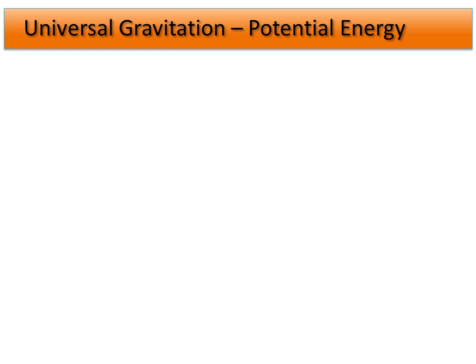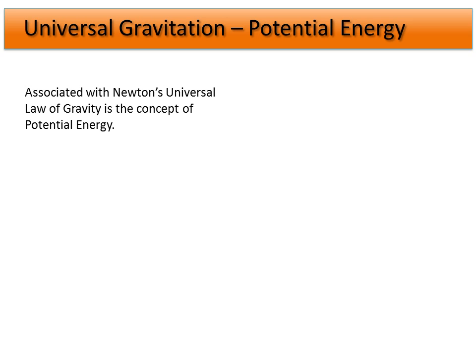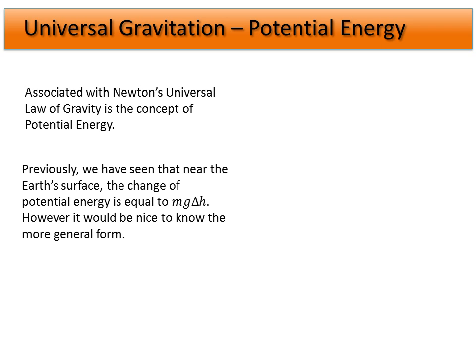Now that we've seen Newton's law for universal gravity, we move on to our next concept, and that's the concept of potential energy. We saw before, when we were looking at our normal near the Earth's surface physics, we were talking about potential energy being equal to mgh, and we really cared about the change of the potential energy, so it was mg delta h.